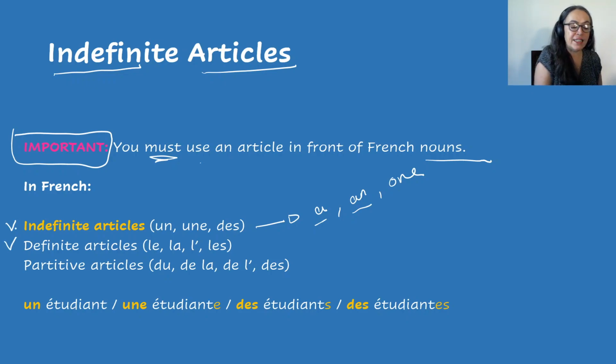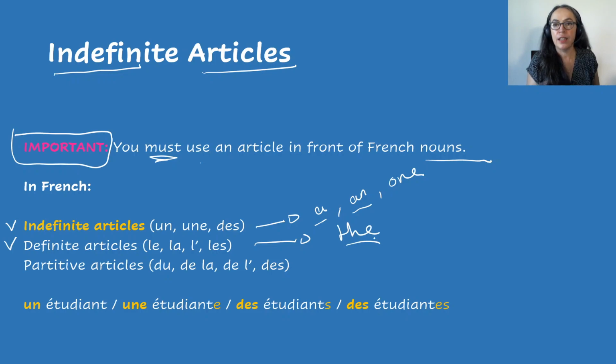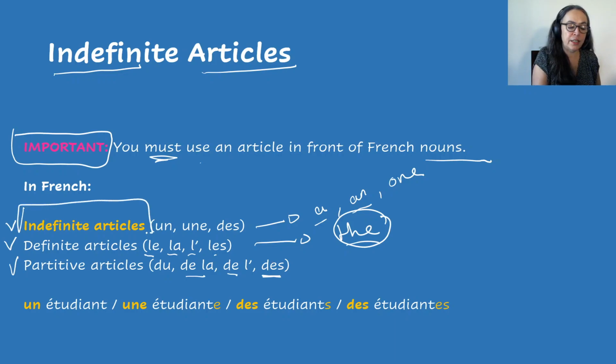And we also have a definite article, which in English would be the book, the apple. We won't see those today, but as you see, we have many here just for one in English. We also have the partitive article, du, de la, de l', and des. But today, we are only going to focus on the indefinite articles.